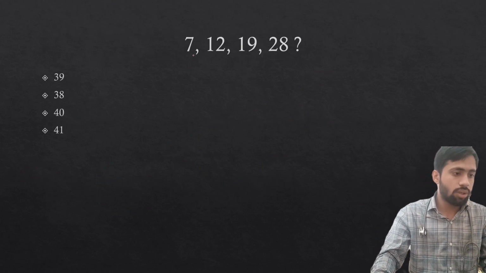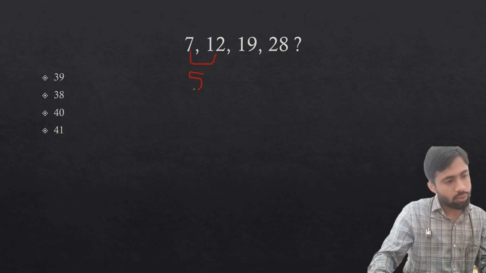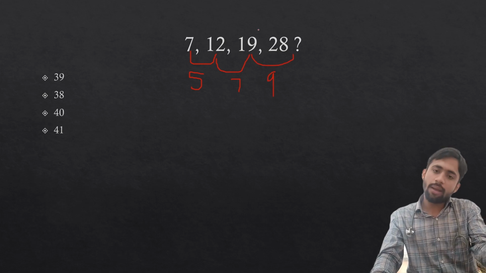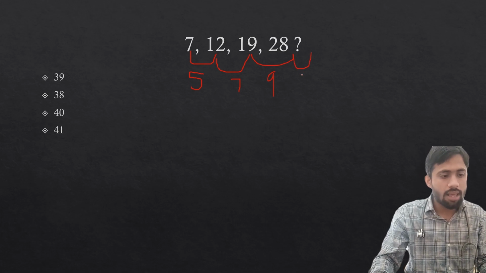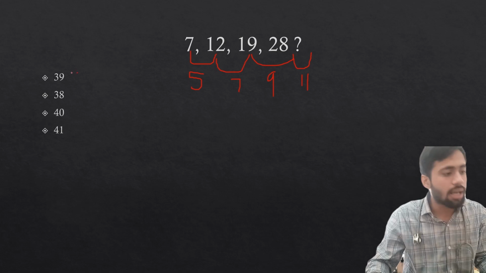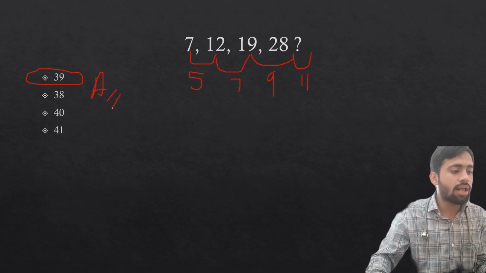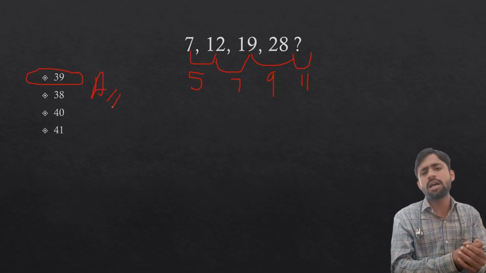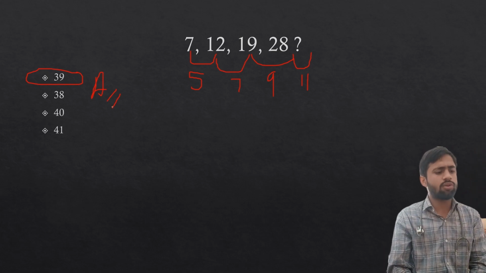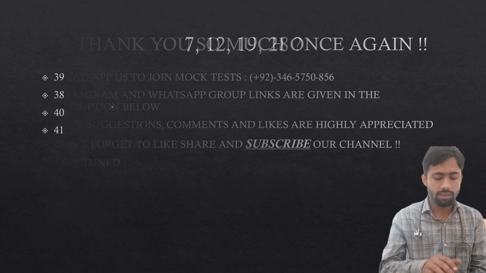The last MCQ is a logical one. 7 plus 5 is 12, 12 plus 7 is 19, 19 plus 9 is 28. Now these are adding up in the odd numbers, 5, 7, 9, 11. So 28 plus 11, 39 will be the right answer. That is your alpha option. This was an easy and simple logical reasoning MCQ, and there was nothing to worry about regarding this.